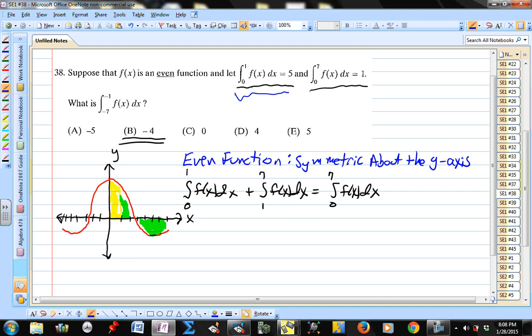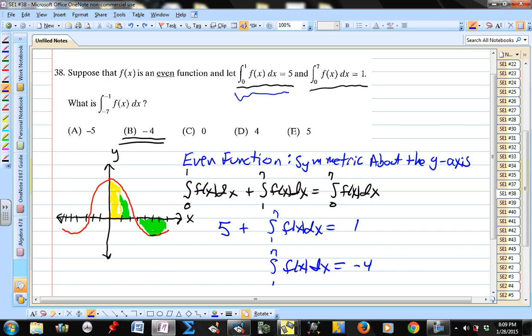We know that the integral from 0 to 1 is 5. We don't know what the integral from 1 to 7 is. And we know that the integral from 0 to 7 is 1. Now we can solve this equation by subtracting 5 from both sides, and you find that the integral from 1 to 7 of f of x with respect to x is -4. So if this diagram was drawn to scale, the integral of the green region would be -4.